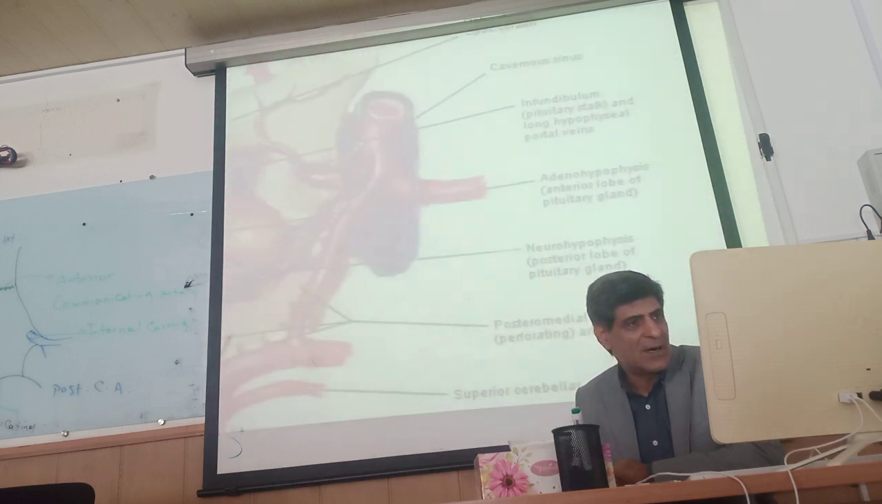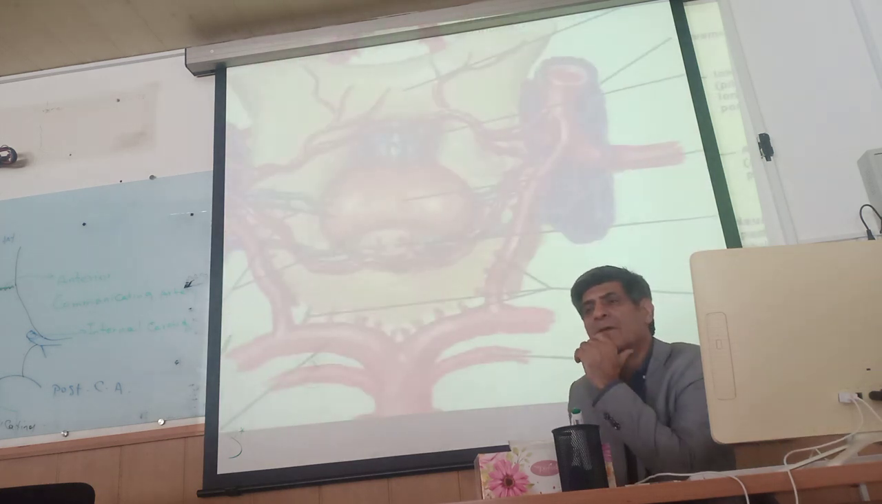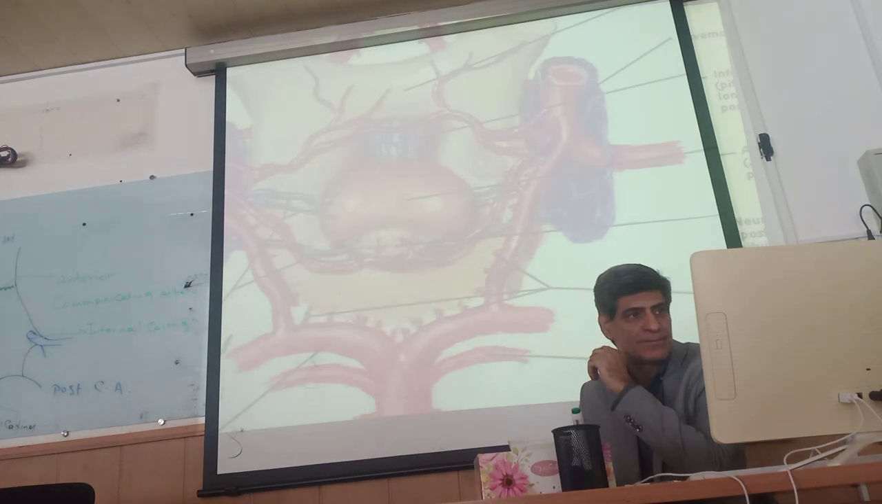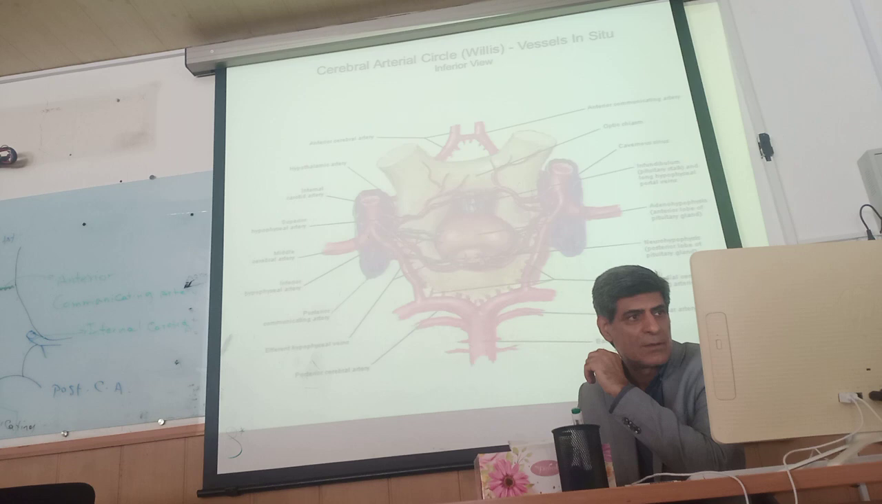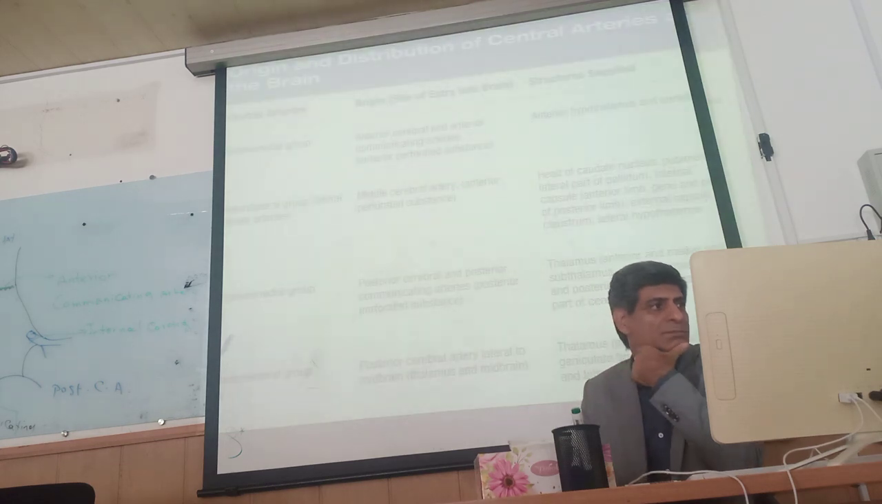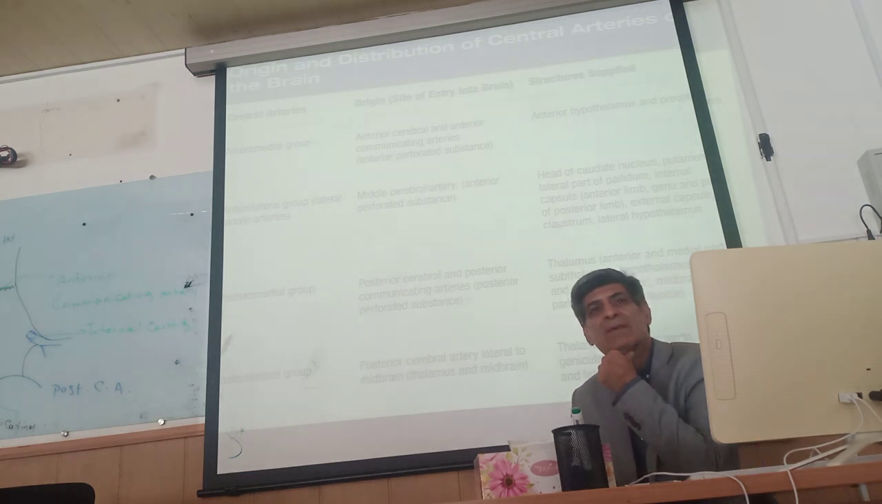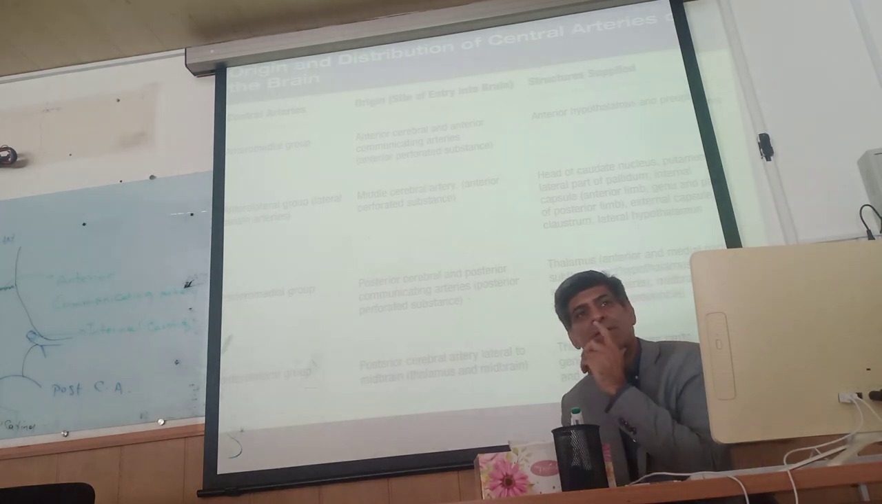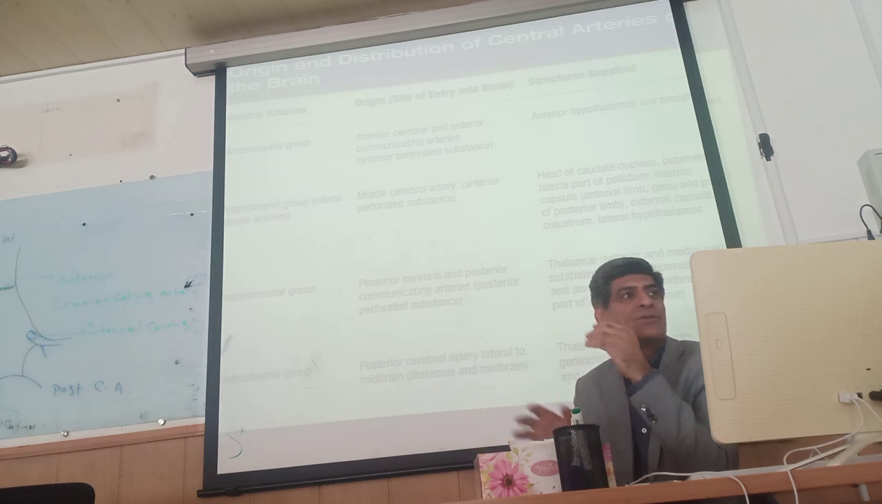And this is the adenohypophysis, the anterior lobe of the pituitary gland. The pituitary gland is situated in which fossa? And another: origin and distribution. What is the meaning of distribution? Divide.